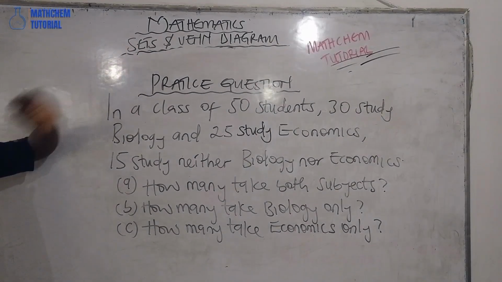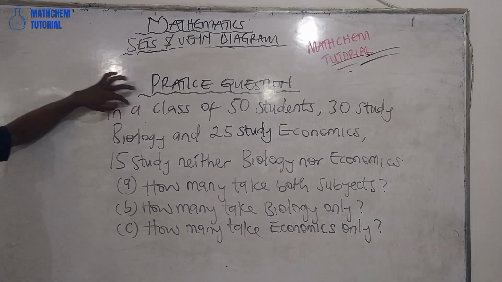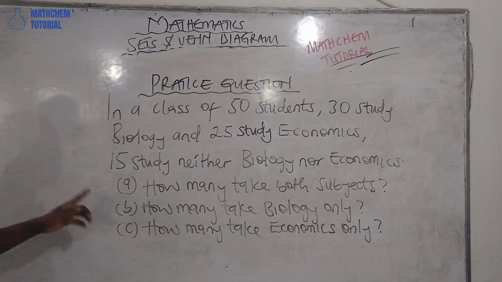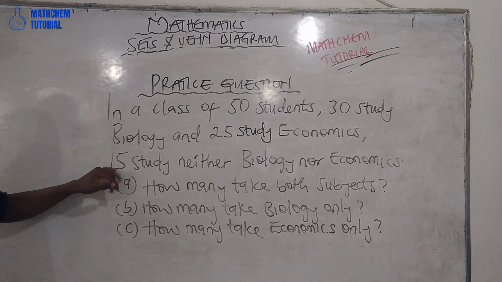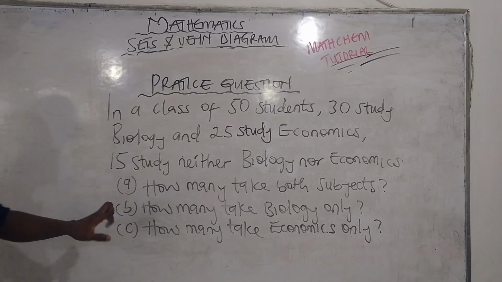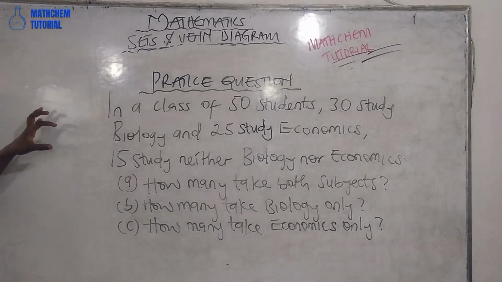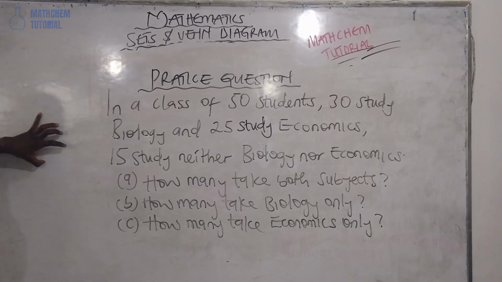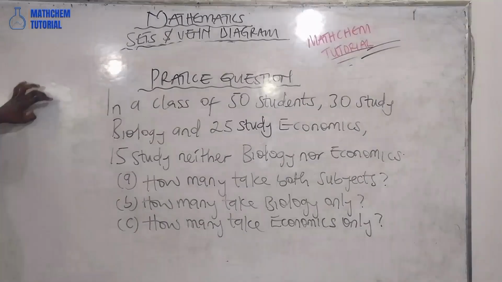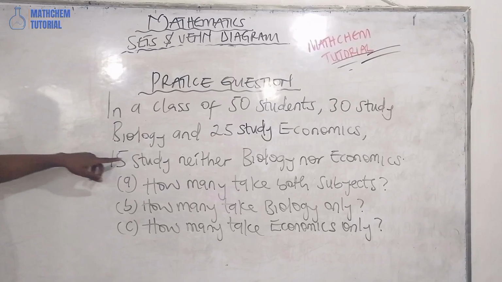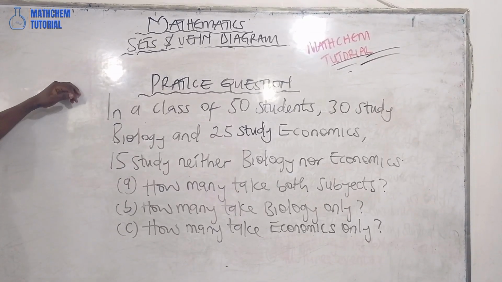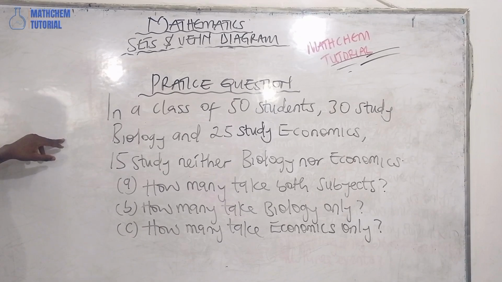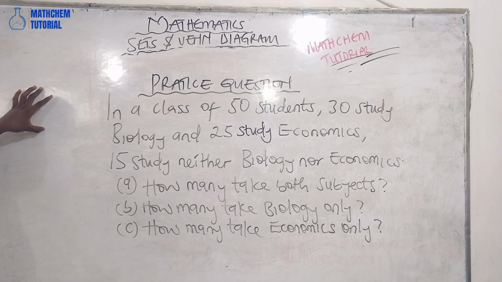Now this is a practice question for you. The question says, in a class of 50 students, 30 study biology, remember there is no only there, and 25 study economics, not only in that one either. So 15 study neither biology nor economics, meaning in the diagram, this 15 will not be among the 2 circles. That means this 15 took neither biology nor economics, but they will be inside the square, but not in the circle.